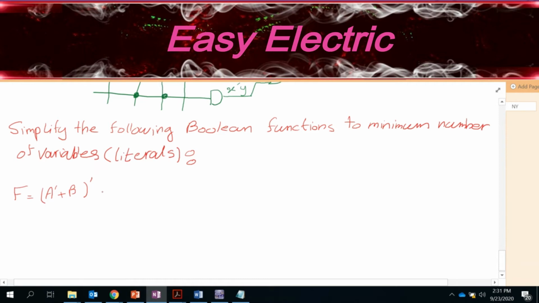The whole thing's prime, plus a prime plus b prime, again another prime. Okay, so this is your function. Okay, so we want to simplify this function and we want to see why we need to do that.